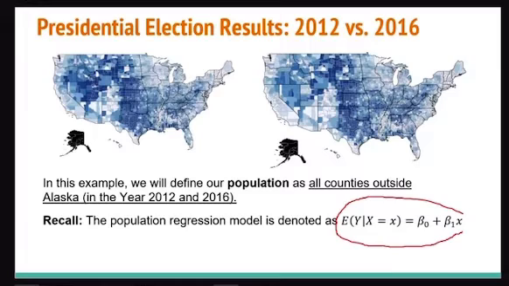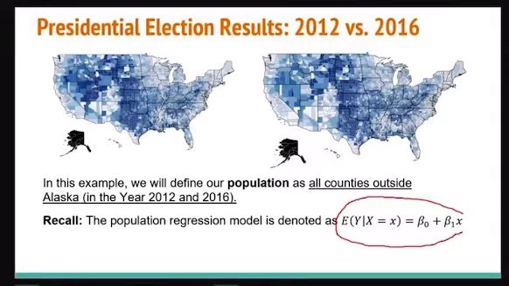So that's a population regression model. You know what that is talking about? It is talking about on average. On average means expectation. On average, the percentage of vote that will be received by the Republican candidate in 2016, given 2012, will be equal to beta naught plus beta 1 times the 2012 vote. Of course, I told you what beta naught represents: that's the regression constant. And of course, beta 1 is the slope.